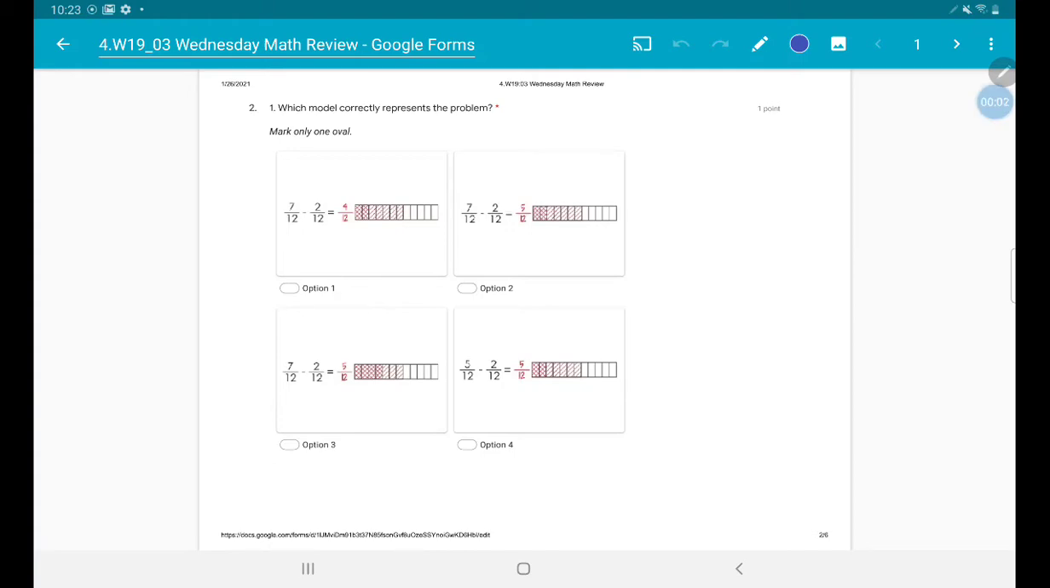Let's take a look at today's daily math. So the first one asks you which model correctly represents the problem. So we're subtracting fractions in all three of these. But when we subtract or add fractions, what do we have to make sure of before we can add or subtract? What do we have to check?